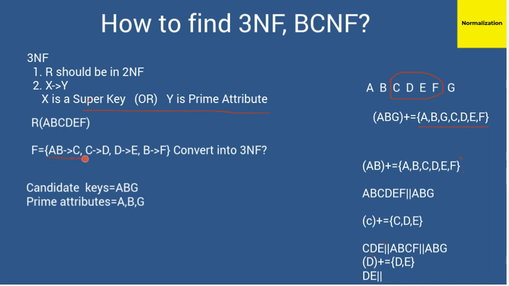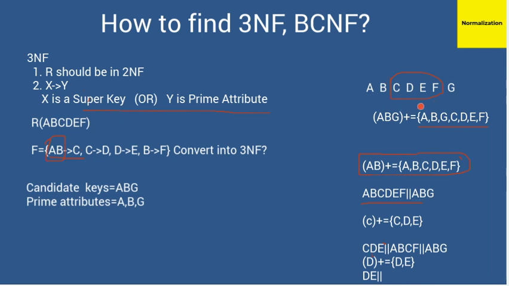Let's start with the first one. AB gives rise to C. AB is not a super key and C is not a prime attribute, because only A, B and G are the prime attributes. So in this situation we need to find the left side of the functional dependency, that is AB, and find the closure of AB. If you find the closure of AB, you will get A, B, C, D, E, F. Except AB, the elements present here are C, D, E, F. So delete those elements from the previous table, and include AB and write it into a new table, so that you will get A, B, C, D, E, F, and the other table is ABG.